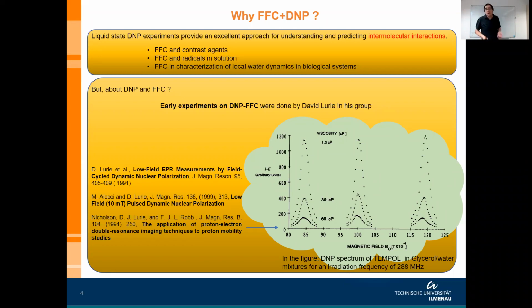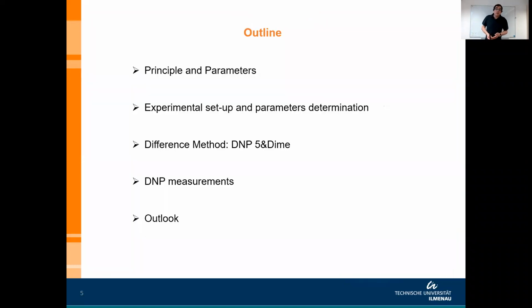Yeah, I find it actually nice, and it's in the same spirit as what we are doing in our experiments here, extending applications. Well, then to outline the rest of the talk, we will see some basic principles of how we can describe the enhancement in DNP. After that, the experimental setup. After that, I will describe what we call the difference method, the so-called 5-and-dime introduced last year in our group. And then I will show some examples and give an outlook.